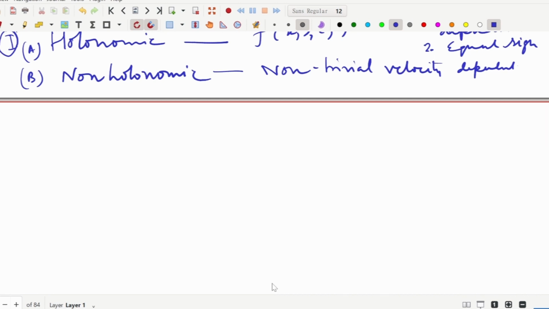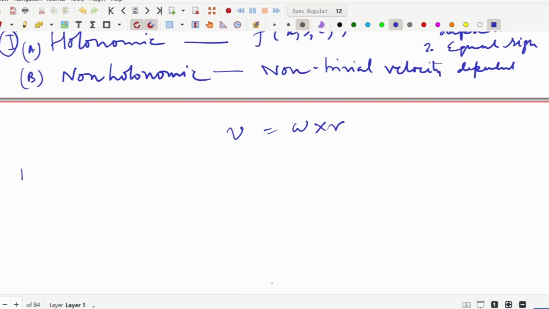Similarly, if a sphere rolls over an inclined plane, then you will see that in the condition that it's rolling without slipping, v equals omega cross r. So in that case it's velocity dependent. If you cannot eliminate all these velocities, then it is a non-holonomic constraint. There are many examples of both holonomic and non-holonomic constraints. In this course we mostly confine ourselves to holonomic constraints.